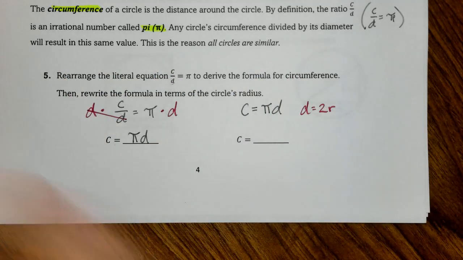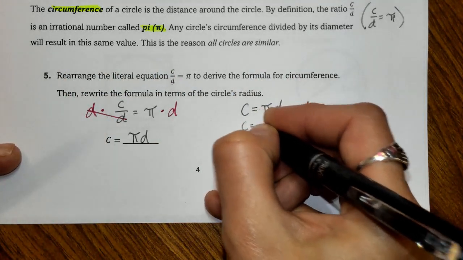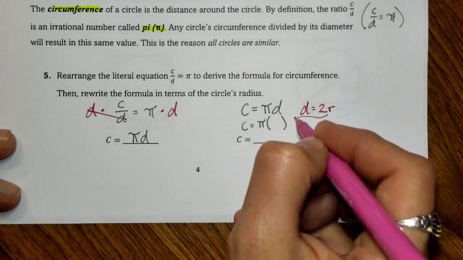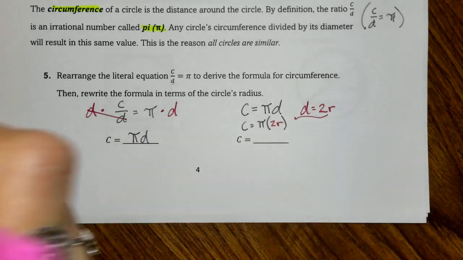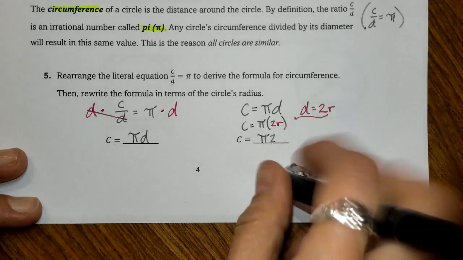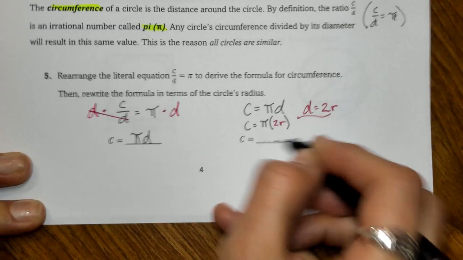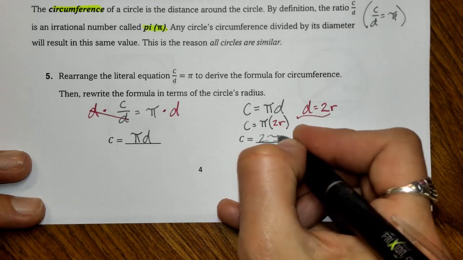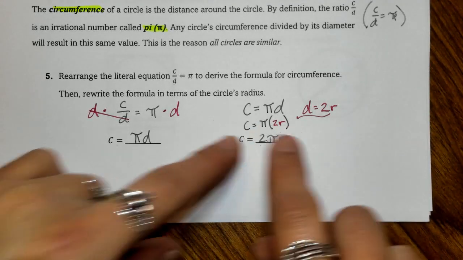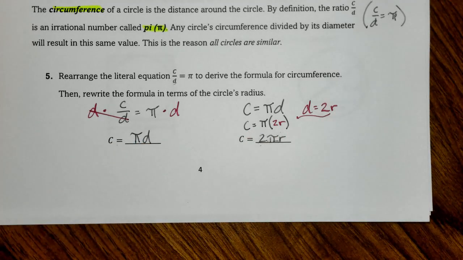So what we're going to do here is remove the diameter and substitute in 2r. And then this is where we get pi, well, we put the 2 first. It doesn't matter, but the formula you're going to see is 2 times pi times r, because all you're doing is taking the radius times 2 to get that diameter.